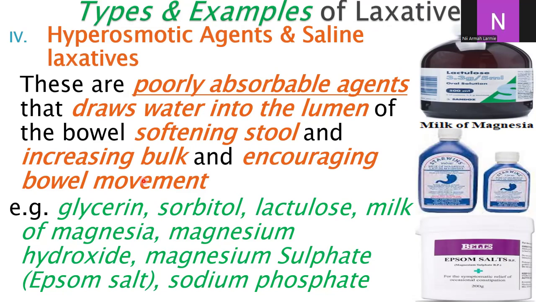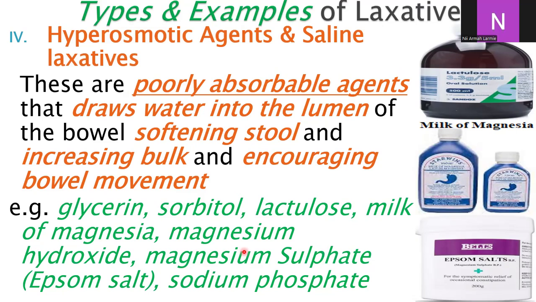Other examples are glycerin, sorbitol, lactulose, milk of magnesia. And remember, we spoke about magnesia in antacids. So magnesia itself causes loose bowels, causes diarrhea, and we mentioned that over there. So yes, milk of magnesia, magnesium sulfate, magnesium hydroxide. These are all magnesium salts that also act as hyperosmotic agents.